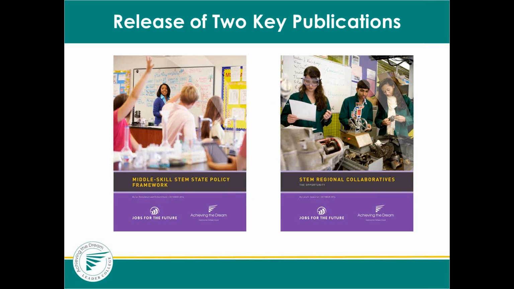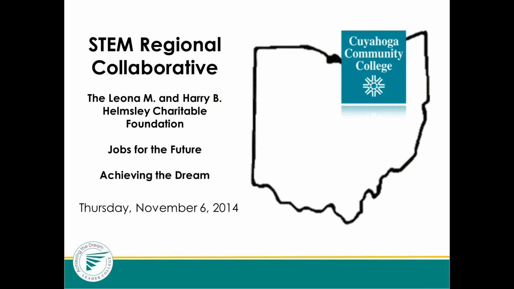This fall, we were pleased to release 2 publications. One, the first one that you see on your screen on the left-hand side, is the Middle Skill STEM State Policy Framework, which Gretchen is going to talk with us about today. And the second is around the lessons learned from our first year of working with the STEM Regional Collaborative. So I'd like to ask now, Joe, to turn this over to you to walk us through the work you have been doing at Tri-C in terms of building the collaborative and some of the lessons you've learned.